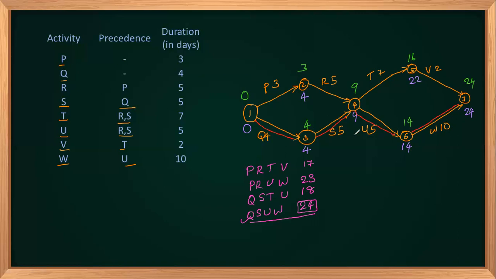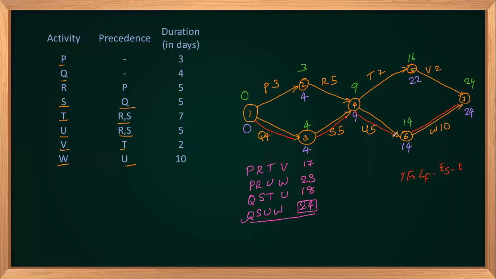The total float you can also see. For Q, it will be 4 minus 0 minus 0, which means 4. Total float will be LF minus ES minus T. So 4 minus 0 minus 0 will be 4. For this S, it will be 9 minus 5 minus 4, it will be 0. For U, it will be 14 minus 9 minus 5 will be 0. And for the last one, W, 24 minus 14 minus 10 will be 0. So all the floats are 0.